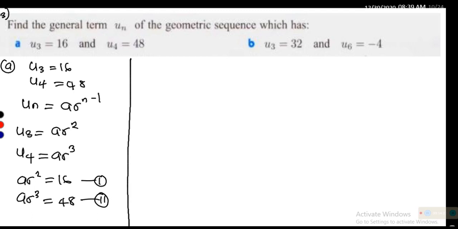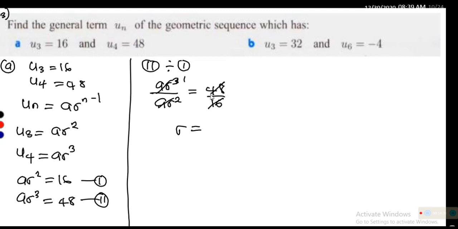Now if we divide equation 2 by 1, we have AR cubed over AR squared equals 48 over 16, which leaves just R on the left, and 3 on the right. So R equals 3.